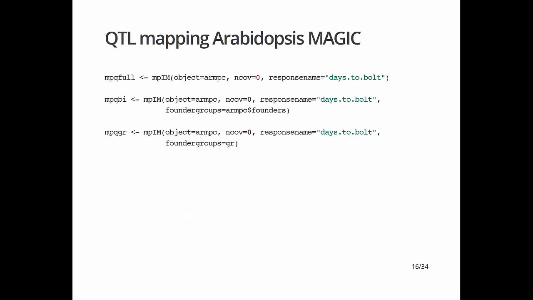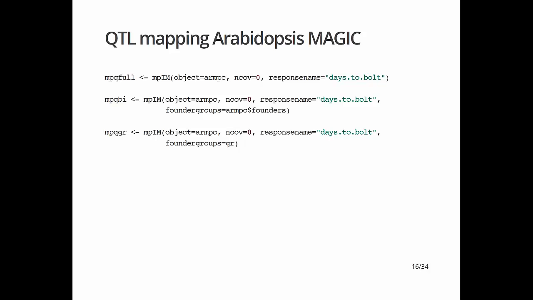And then in order to actually do QTL mapping, the main command is called mpIM. We use this whether you're fitting any of those models, whether you're doing mixed model interval mapping, whether you're doing composite interval mapping. It's just a matter of changing the arguments there. So the main argument is you have to put in an object. It can be an mpcross object or can be one where you've already computed the probabilities. You put in the number of covariates you want to include, so that determines whether you're doing interval mapping or composite interval mapping. And you also need a response name in case you have multiple phenotypes. So the full model, you just put that information in, essentially.